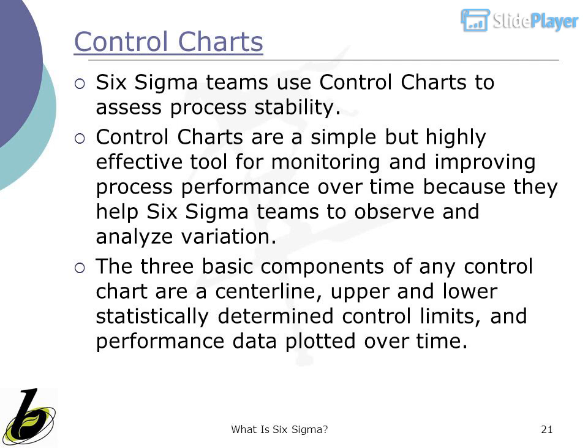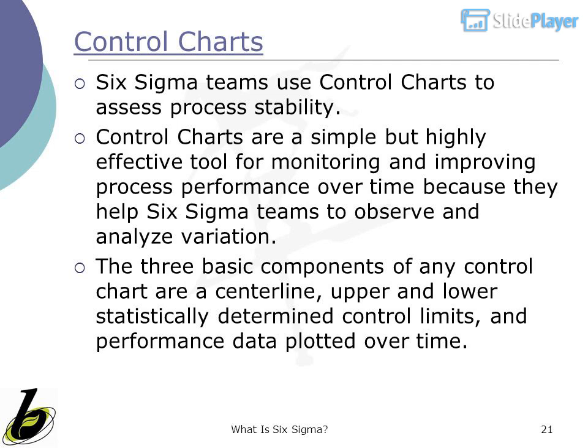What is Six Sigma? Control charts. Six Sigma teams use control charts to assess process stability. Control charts are a simple but highly effective tool for monitoring and improving process performance over time because they help Six Sigma teams to observe and analyze variation.